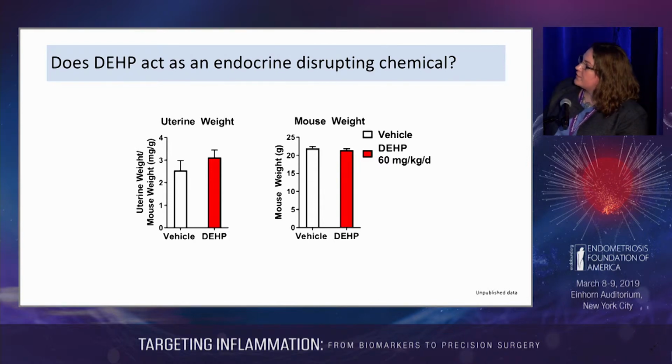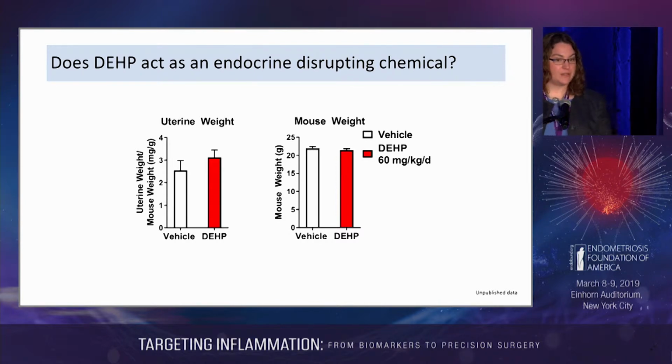And we're finding that there is no significant difference in the uterine weight. We also looked at mouse weight because we wanted to make sure that the dose we chose for DEHP was not toxic. And one thing I should point out is that the dose of DEHP that we use does seem high. However, mice metabolize DEHP much more quickly than humans, so we had to make sure that we had a 5 to 8-fold higher dose of DEHP in the mice than we would see in humans.